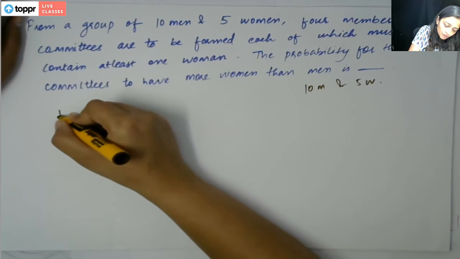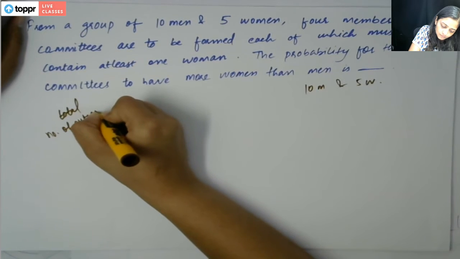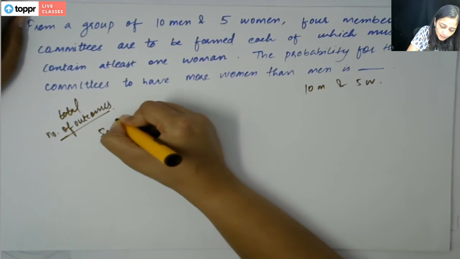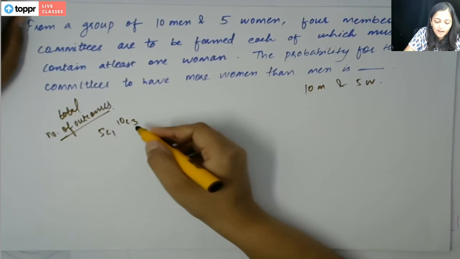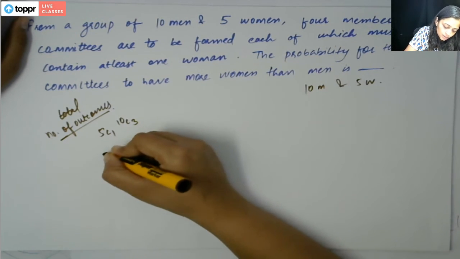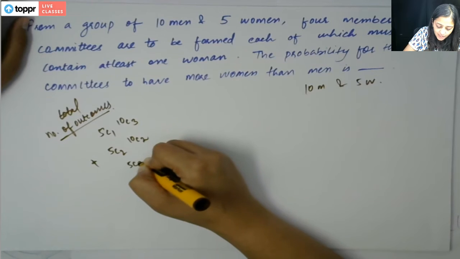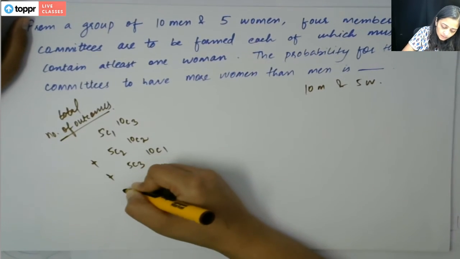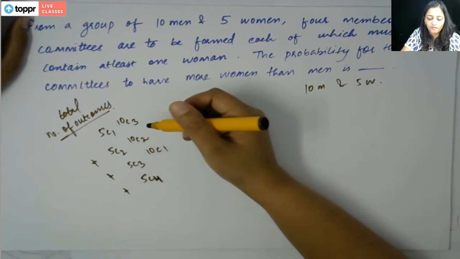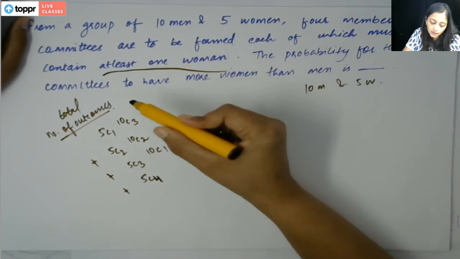So total number of outcomes will be, there should be at least 1 woman. So it's either 5C1 and 10C3, because 4 people have to be chosen. So if 1 woman is chosen, 3 men have to be chosen, or plus 5C2, 10C2, or either 5C3, 10C1, or either 5C4. All the women have been chosen. We cannot take the case when 5C0 and 10C4, because the committee should have at least 1 woman.